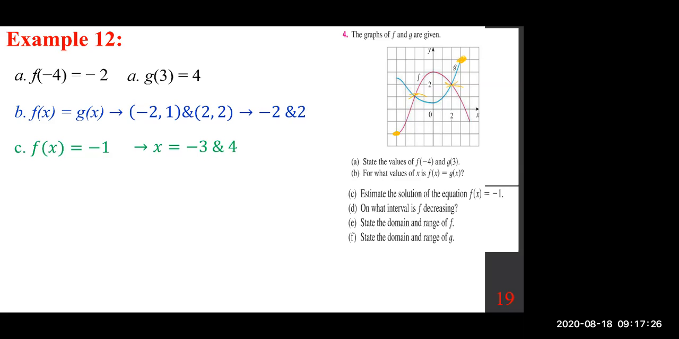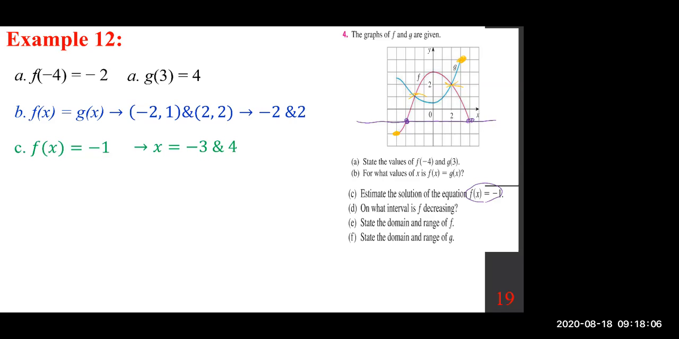Let me see if I can grab a different color again. Let's go with this color. So if you want f of x equals -1, that means y equals -1. You can even draw the line y equals -1 and pinpoint. Those are very straightforward. Anyway, so -3 and 4. So there are methods of finding.